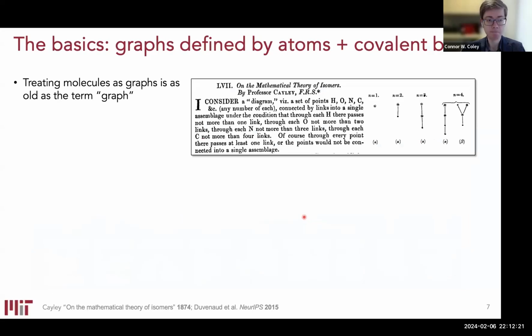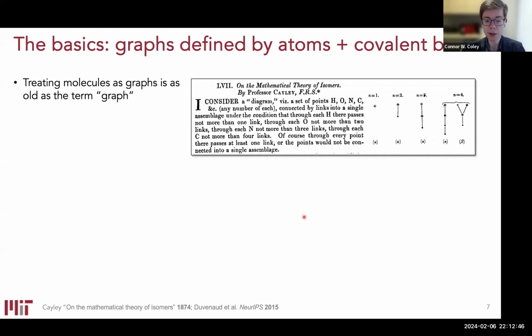So fundamentally, the idea is that one representation of a molecular structure is as a graph. The atoms are nodes in the graph and the bonds are edges in the graph. And this concept has been applied for 150 years, originally not with the goal of training neural networks, but with the goal of counting the number of possible molecular structures that satisfy valence rules.